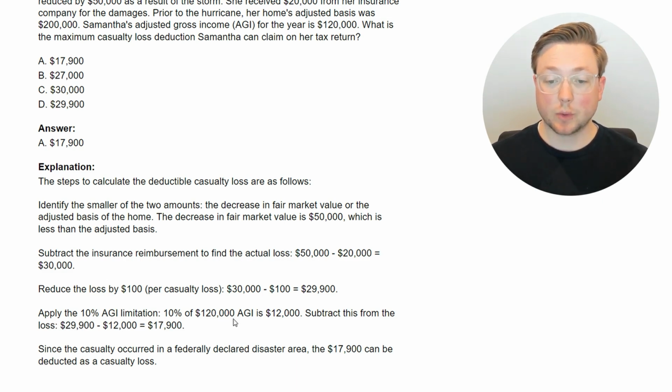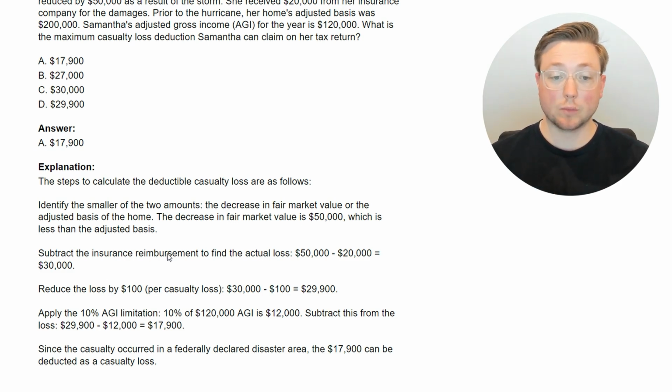So 10% of 120,000 AGI is $12,000. So you subtract the $12,000 from the total casualty loss after that $100, and that gives you the allowable deductible casualty loss on the person's tax return. Okay, and since it was in a federally declared disaster area, again, we can deduct the casualty loss. So again, it's a little bit involved.